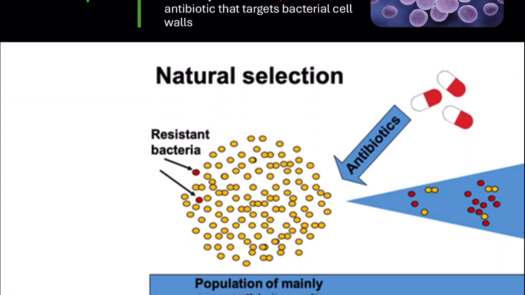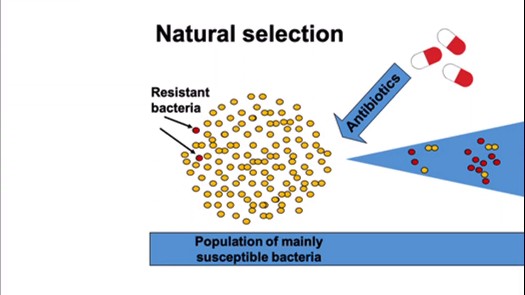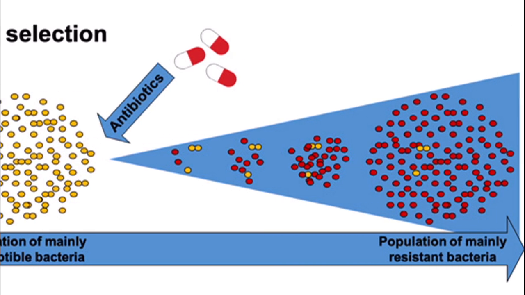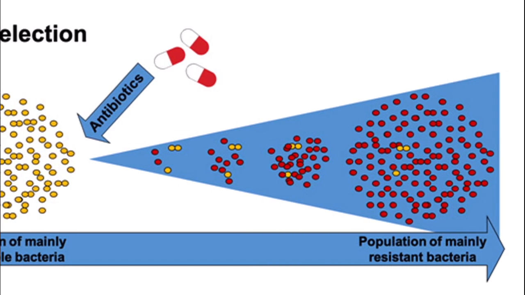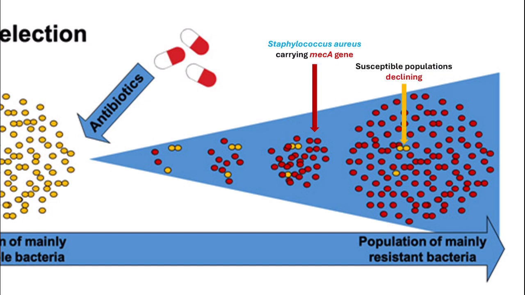For instance, Mycoplasma bacteria, which lack a cell wall, are naturally resistant to penicillin, an antibiotic that targets bacterial cell walls. Natural selection plays a key role in the spread of antibiotic resistance, as bacteria that survive antibiotic exposure reproduce while susceptible strains die off. For instance, methicillin was once effective against Staphylococcus aureus, but strains carrying the mecA gene have become dominant, rendering methicillin less effective.